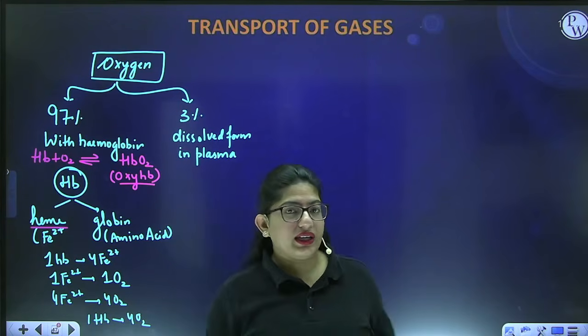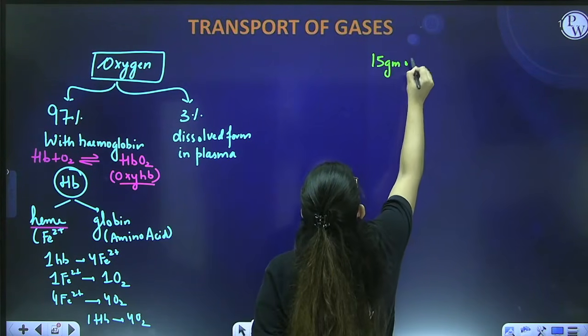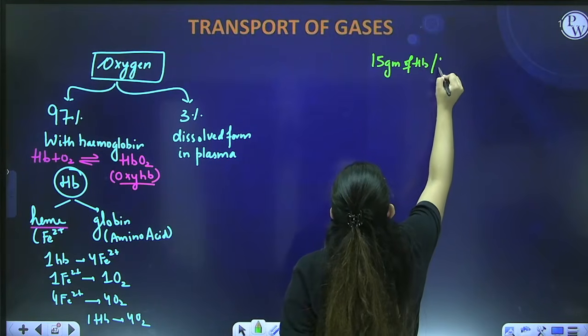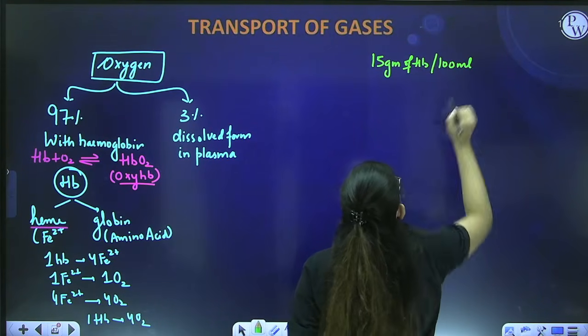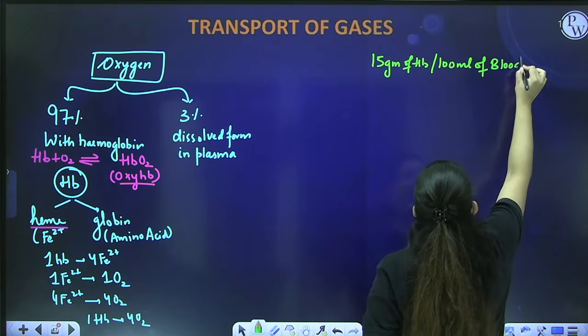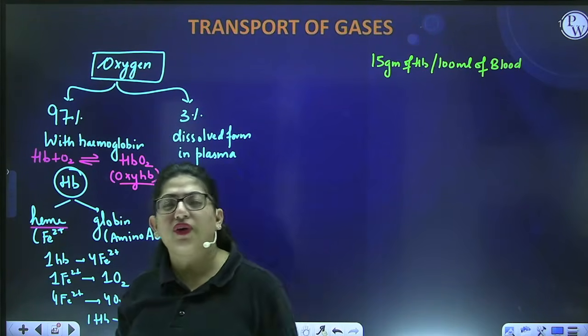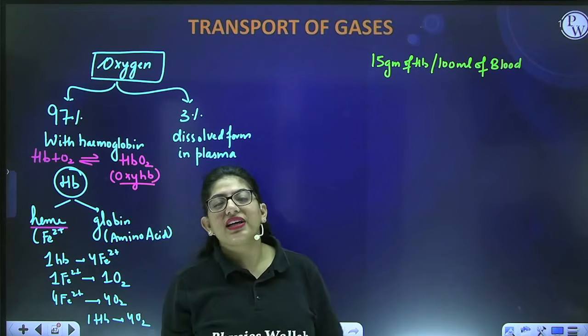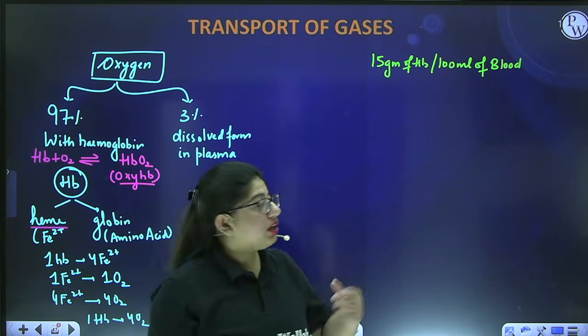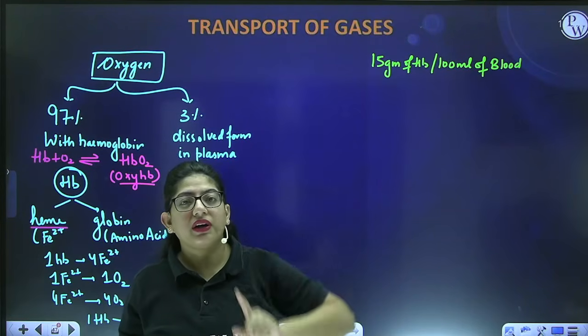Now, if a person is having 15 gram of hemoglobin per 100 ml of blood, a person who is healthy has around 12 to 15 gram of hemoglobin. In male, it is always around 14 to 15. In female, it is less because female undergo menstruation. So we say that in a healthy person, 15 gram of hemoglobin is present per 100 ml of blood.